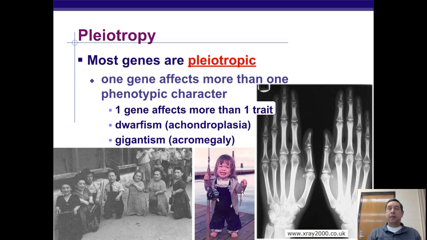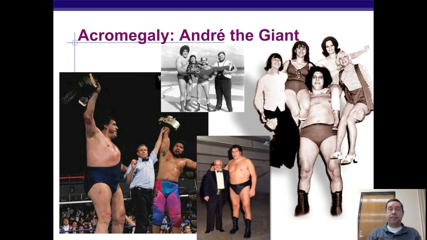In pleiotropy, which we see in lots of genes, one gene affects more than one phenotypic character. Two examples of this in humans are achondroplasia, a form of dwarfism, and acromegaly, which causes gigantism. So here's Andre the Giant, a famous wrestler with gigantism.